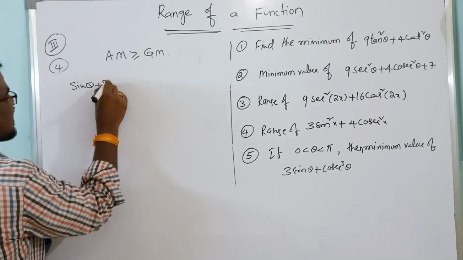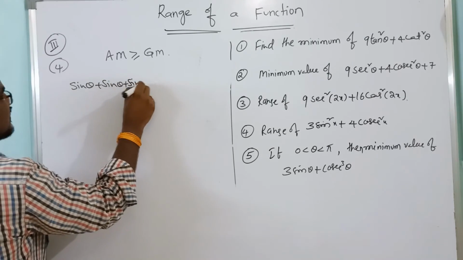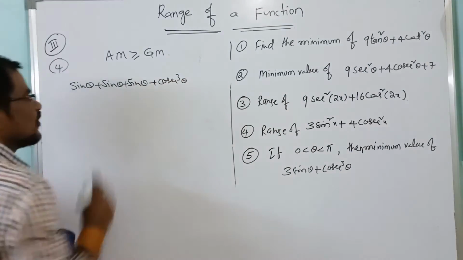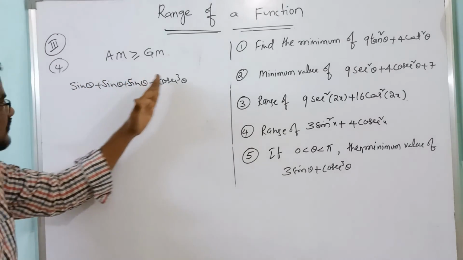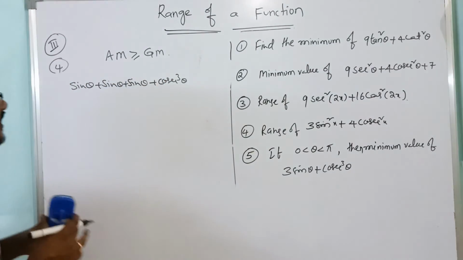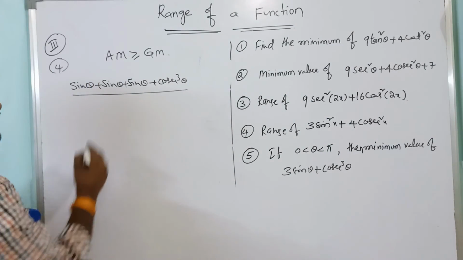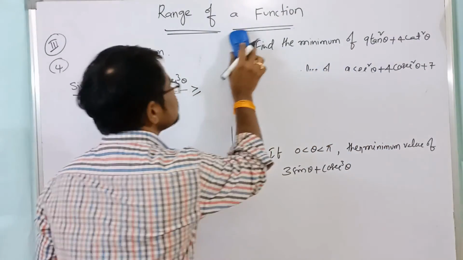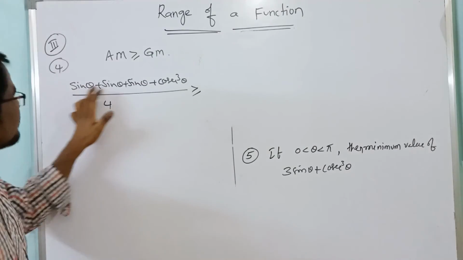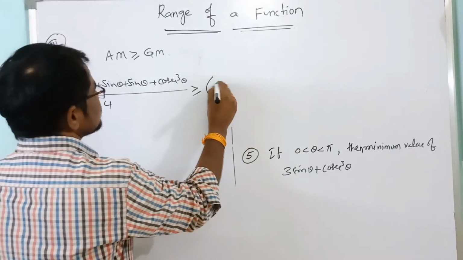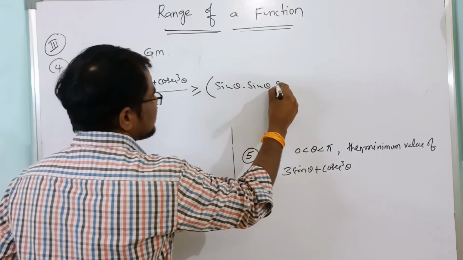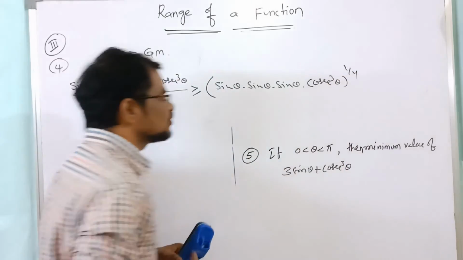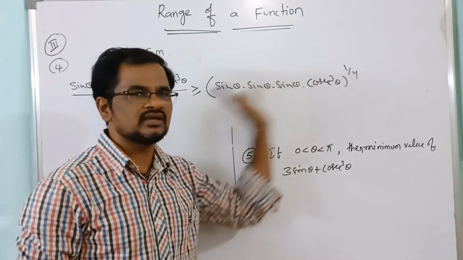Sin theta plus sin theta plus sin theta, and cosecant cube theta as it is I will write. How many terms are there? 4 terms, 1, 2, 3, 4. The arithmetic mean of these 4 terms, divided by 4, is greater than or equal to the geometric mean of these 4 terms. So sin theta into sin theta into sin theta into cosecant cube theta, whole to the power of 1 by 4. 2 terms means 1 by 2, 3 terms 1 by 3, 4 terms 1 by 4.